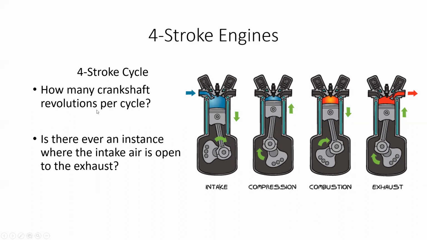I want to bring up a couple of questions that pertain to when we compare four-stroke and two-stroke engines. One, how many crankshaft revolutions per cycle? In the four-stroke cycle, the crankshaft revolves twice to get through this whole process. Basically each stroke is half a rotation, the piston coming from top all the way to the bottom, or bottom all the way to top. That's half a revolution. So we get 2 crankshaft revolutions to get through this entire four-stroke cycle.